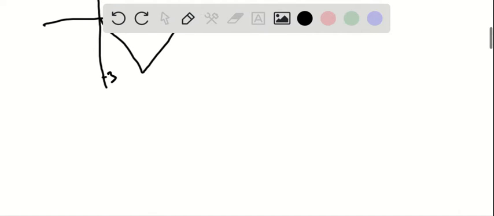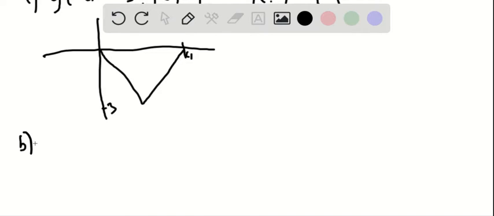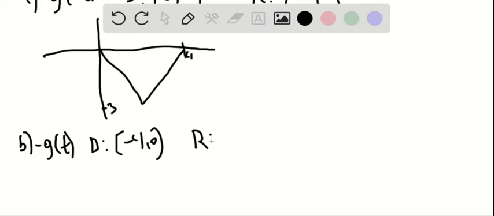Then for part B, we're given the function -g of t. So instead of g of -t, what happens when we have the negative sign out front of the function? We have negative g of t. Well, this is now going to affect the range. Anything outside the function affects the range. So the domain of -g of t is the same as g of t, which was -4 to 0. And the range is now going to go from 0 to 3.